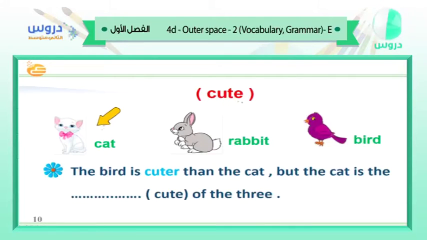Another example. We have another short adjective, cute, one syllable. The bird is cuter than the cat. We compare between the bird and the cat, so we use the comparative adjective, cuter than the cat. But the cat is the blank of the three. So here we use the superlative adjective: cutest. Cutest of the three. Okay?